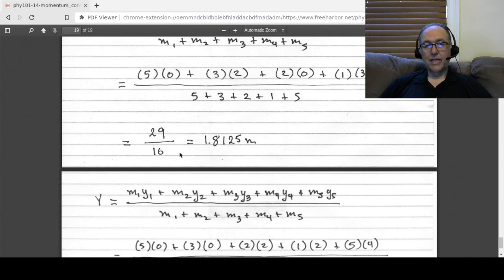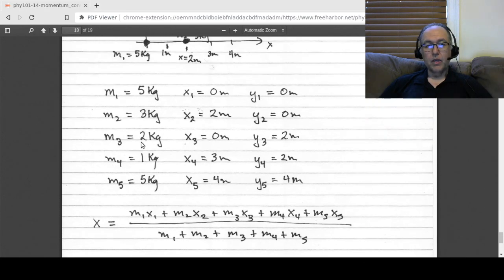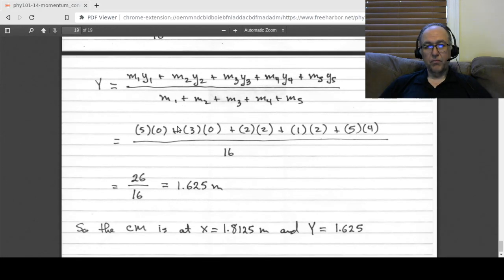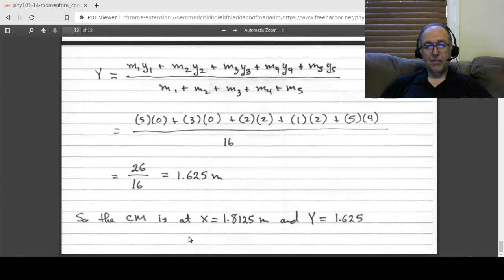Okay, and now in these numbers, of course, you still use the masses, ignore the x's, and use the y components there. Plugging those numbers in is pretty trivial. It turns out that the y component is 1.625 meters. And so the center of mass of this object is at x equal to 1.8125 meters, and y is 1.625 meters.